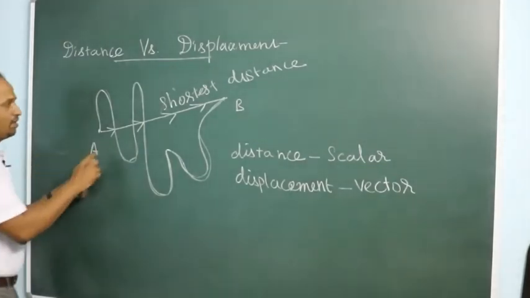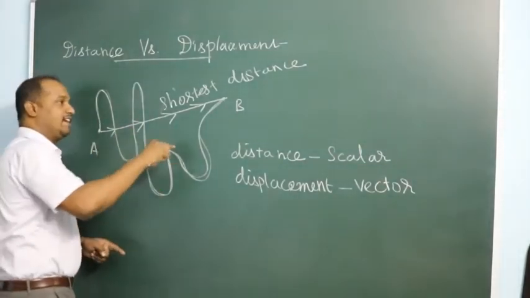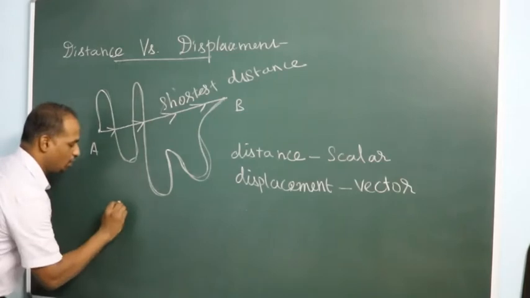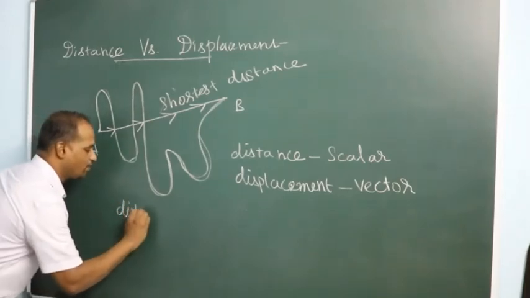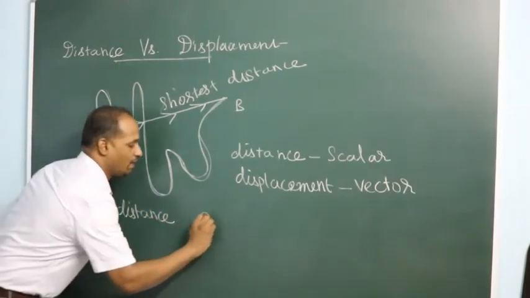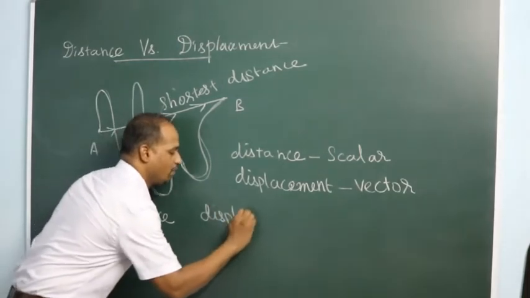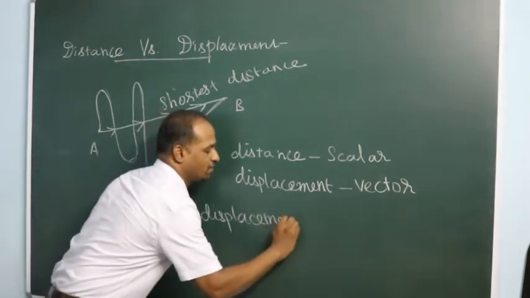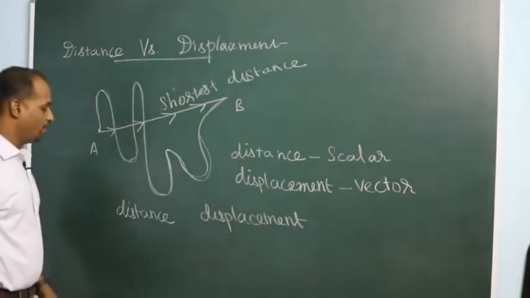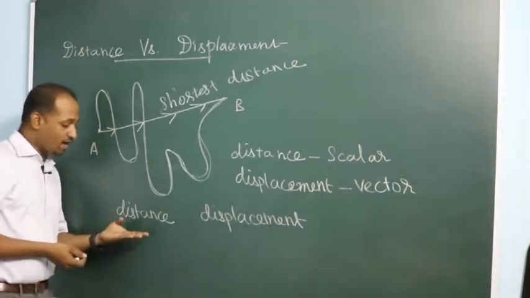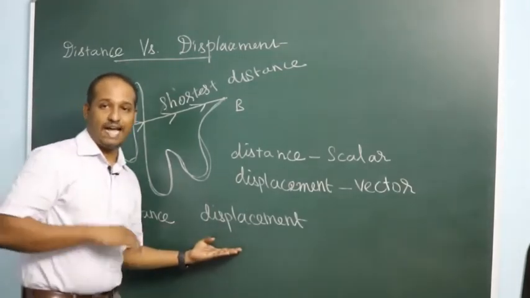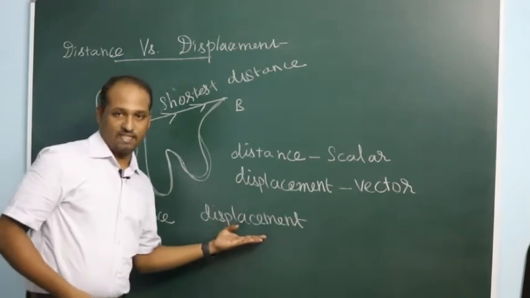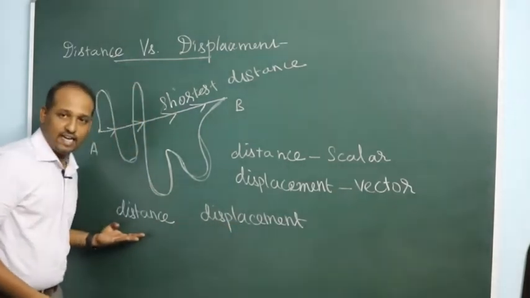Look at this example. The length of this path is greater than the shortest distance. So the actual length of the path is called distance, and this is called displacement, the shortest distance from the initial point to the final point. So you cannot compare distance and displacement as it is, because displacement is a vector, distance is a scalar.